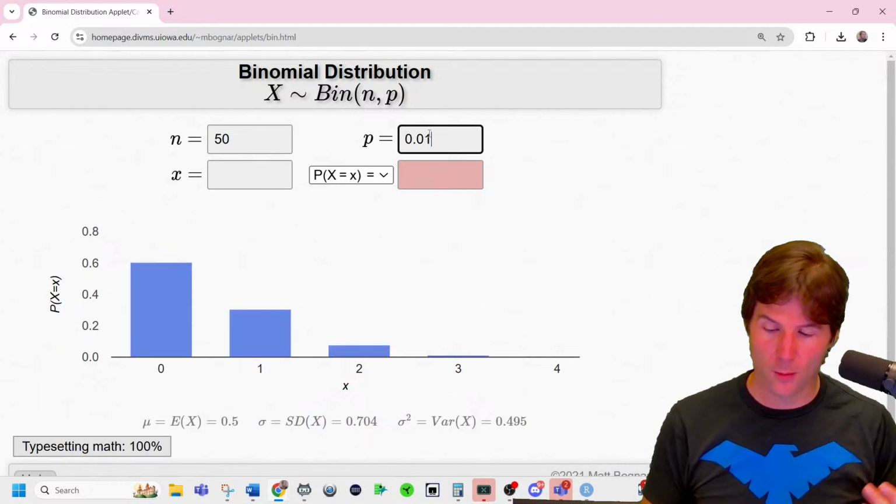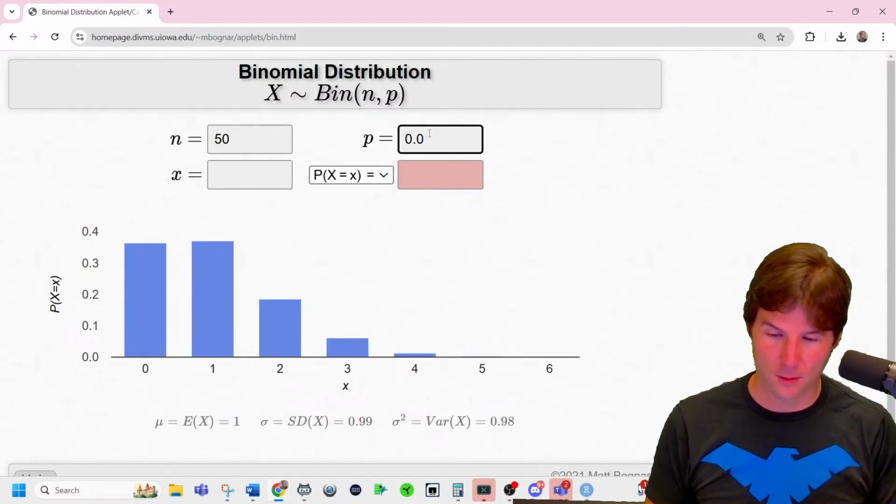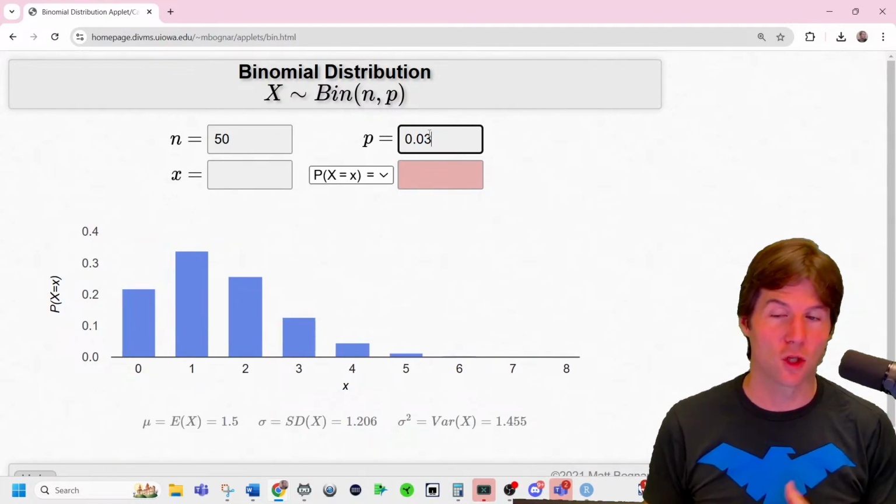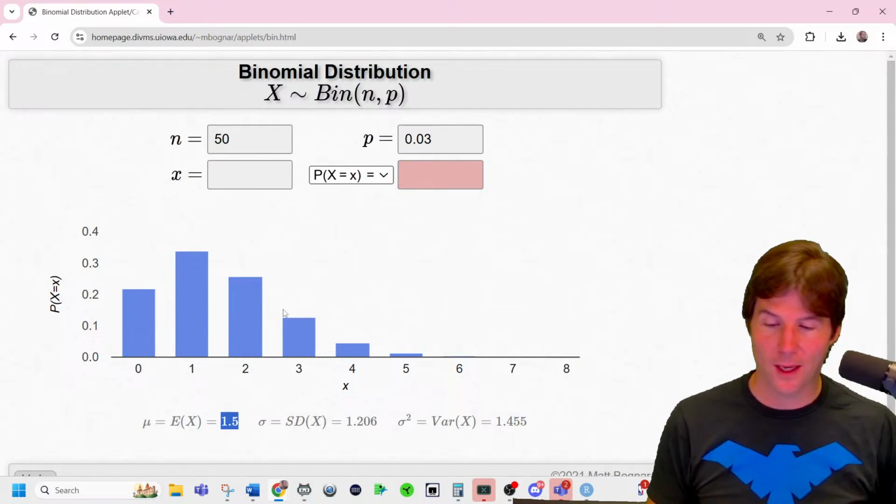If you go down here to like a 1% success rate, not normal, not normal, not normal. Doesn't look normal because you now have 1.5 successes and 48.5 failures.